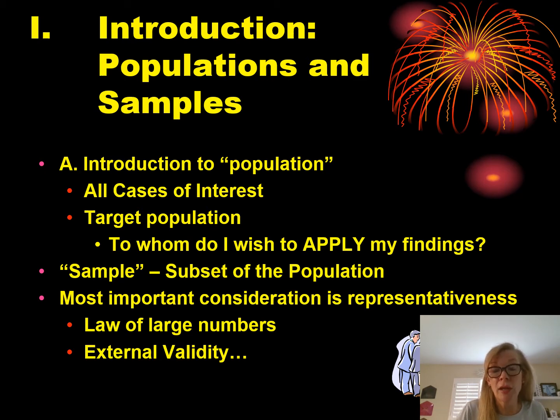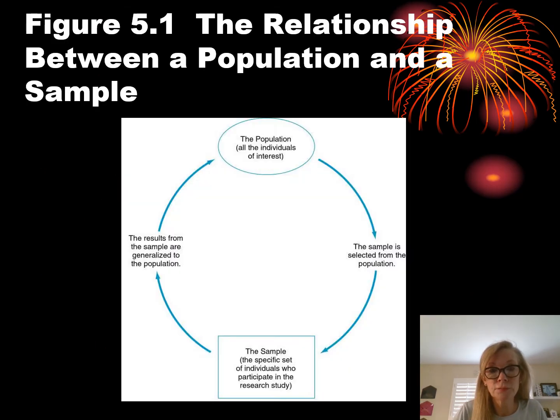The other consideration with respect to representativeness is the issue of external validity. This is a graphic of the relationship between the population and sample and the role of external validity in that relationship and in research design. So as you can see at the top, you've defined a population. That's all individuals of interest, all cases of interest. To whom do I wish to apply my findings? It could be all people diagnosed with schizophrenia, could be all women, could be all people. It could be that large, okay? Or it could be very specific, as I was saying before.